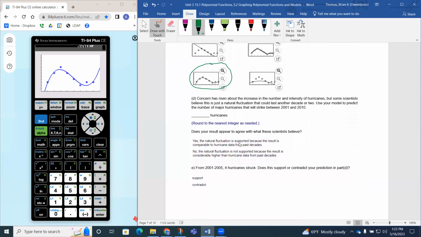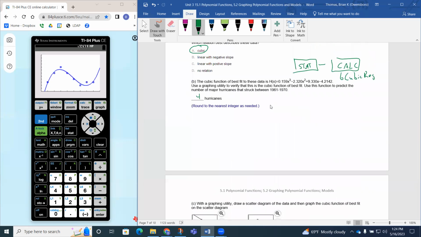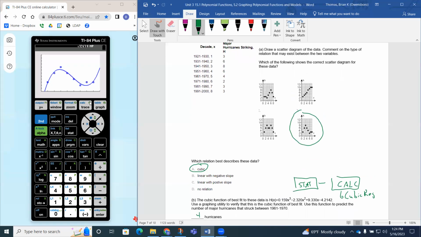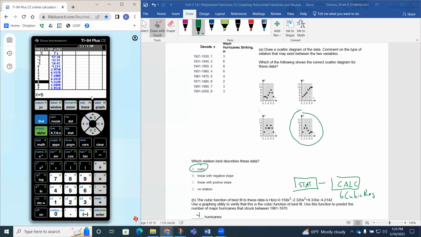So question D: concern has risen about the increase in the number and intensity of hurricanes, but some scientists believe this is just a natural fluctuation that could last another decade or two. Use your model to predict the number of major hurricanes that will strike in 2001 to 2010. Notice that 1991 to 2000, we were using 8. So 2001 to 2010, we'd be using the 9th decade. If I go to my table, the 9th decade, we're seeing 7.7, so that's going to round up to 8.